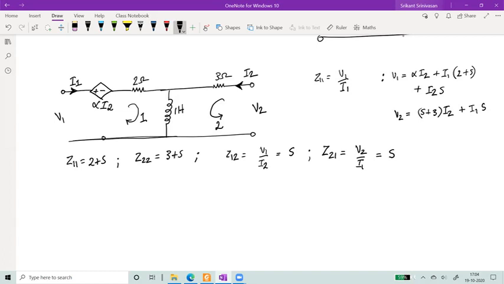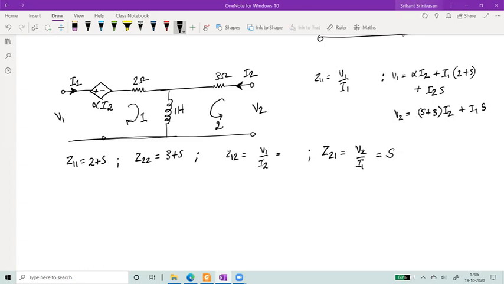And now if I put I1 equal to 0 in the first equation, then I'm left with V1 is alpha I2 plus I2S. So V1 is actually alpha plus S into I2 if I put I1 is equal to 0. So this thing that I've written here is Z. Let's relook at it. So V2 is S plus 3 I2 plus I1S. And if I want Z21, then I have to put I2 equal to 0. And therefore, I'm left with V2 by I1, and that is equal to S over here.